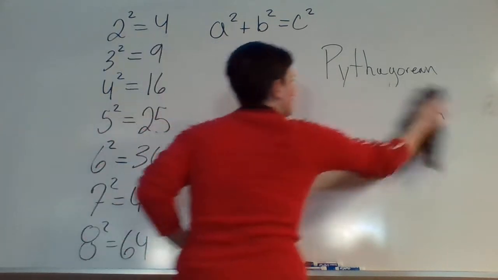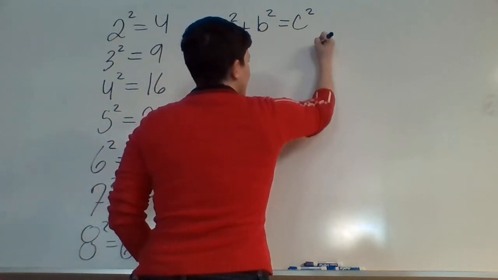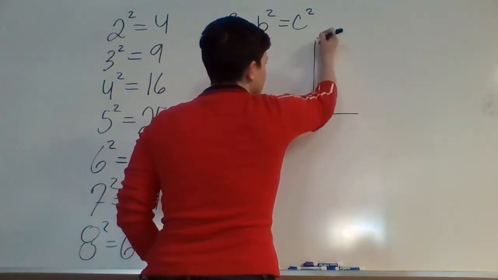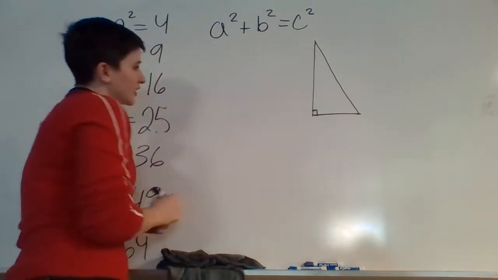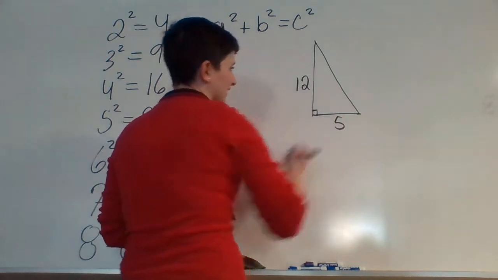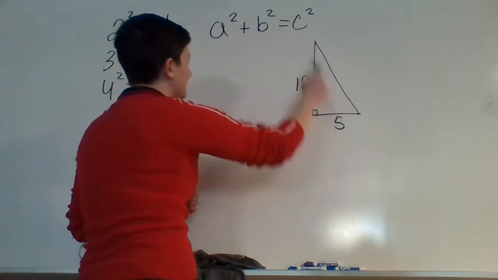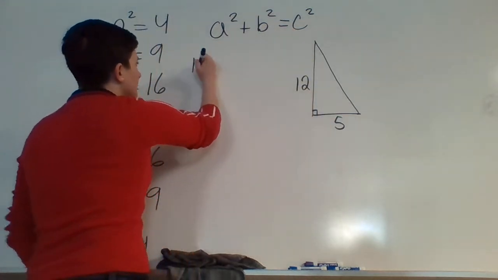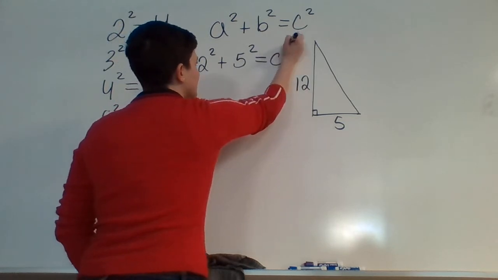Okay, I'm going to erase that so I have more room. Start with a right triangle of some kind. We're going to say that this side is 12 and this side is 5. These are a and b because these are the legs. We have 12 squared plus 5 squared equals c squared.